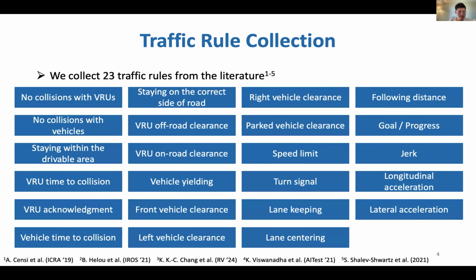So these are the rules we collect from the literature. There are 23 traffic rules in total, from no collisions with pedestrians or vehicles, and some precautionary rules such as time to collision, VRU acknowledgement, and we also have some clearance rules, yielding rules, and some traffic rules such as speed limit, turn signal, lane keeping.